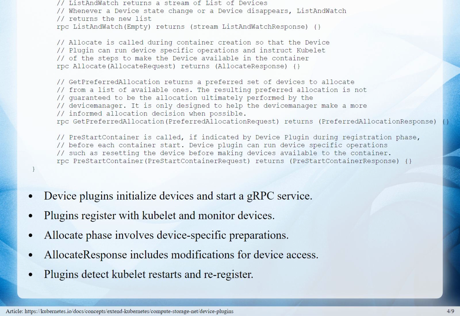Re-registration on kubelet restarts. Device plugins must detect kubelet restarts and re-register themselves. A new kubelet instance deletes Unix sockets, and plugins monitor their removal to re-register as needed.